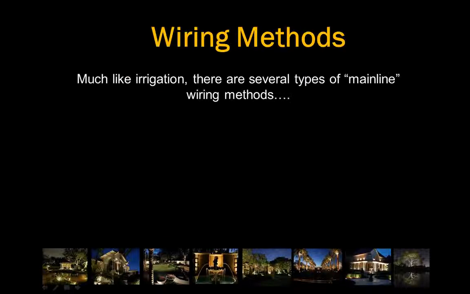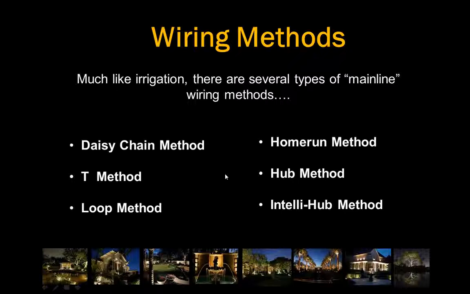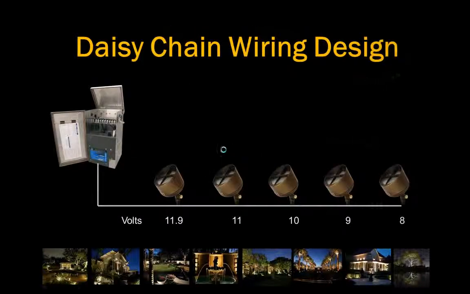Finally, we're going to talk about the different wiring methods. So again, much like irrigation, we've adopted several different wiring methods to account for voltage drop. Daisy chain method, T, loop, home run, hub, and Intelli-Hub. Now the first three you've seen in probably every single different irrigation design.